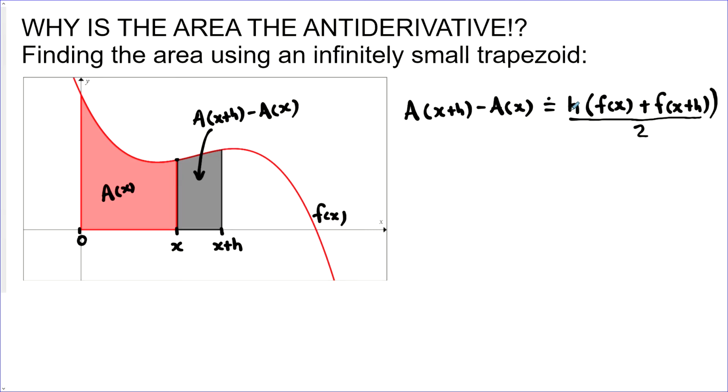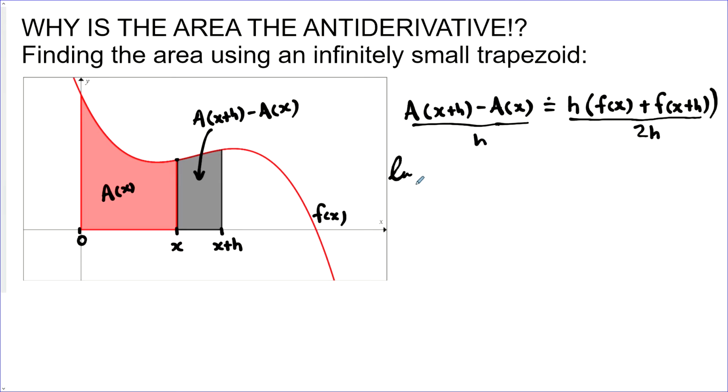Now, we're going to do two things. First, we're going to divide both sides of this by h. And then we're going to take the limit as h goes to 0. Now, as h gets smaller and smaller, this trapezoid is going to get more and more accurate until, once we have the limit as h approaches 0, it's going to be actually equal to this area.